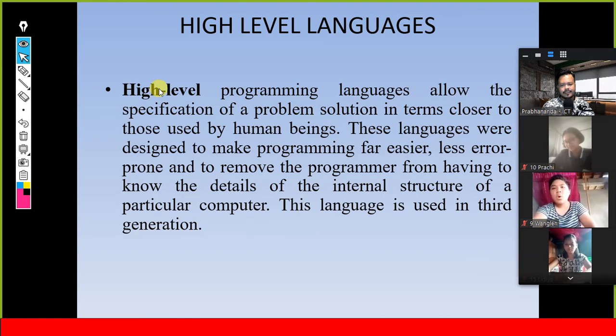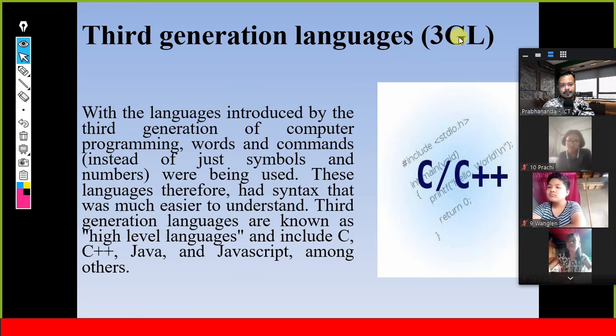So high-level languages are easily understandable by the user to interact with a computer. They are of ABC 123, which a human being can easily read and type. Third generation, 3GL, is the high-level language. With the language introduced by the third generation of computer programming, words and commands instead of just symbols and numbers were being used. This language therefore had syntax that was much easier to understand. Third generation languages are known as high level language and include C, C++, Java, and JavaScript among others.